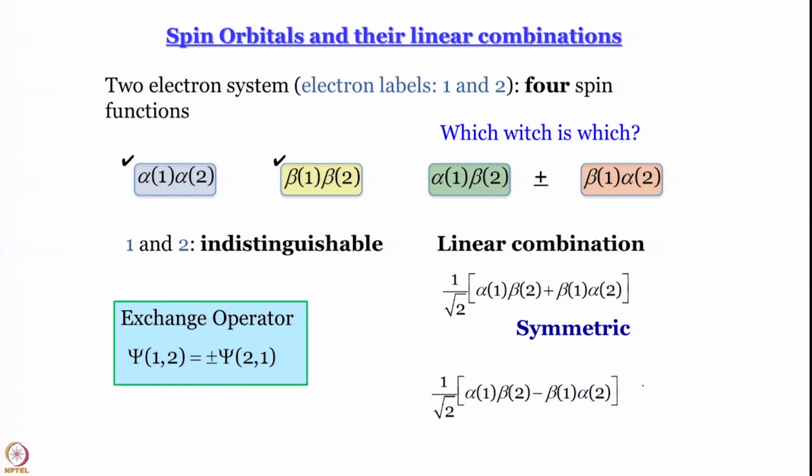Simply exchange the labels, you get, of course, 1 by root 2, let us not worry about that. Then you get alpha 2 beta 1 minus beta 2 alpha 1. Minus this is beta 2 alpha 1. What have I done? I have just interchanged 1 and 2.